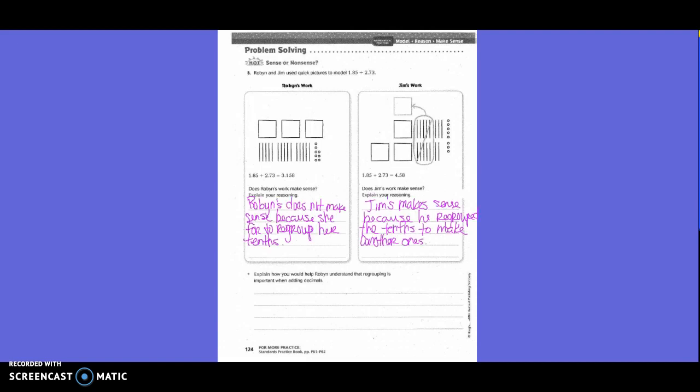Robin's does not make sense because she forgot to regroup her tens. Jim's makes sense because he regrouped the tens to make another ones. Explain how you would help Robin understand that regrouping is important when adding decimals. You need to regroup when groups are higher than 10 so you can keep the proper number of place values.